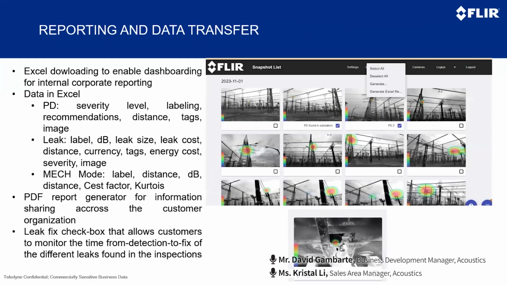Next one, please. This is pretty much the last one to summarize the reporting and data transfer features. As mentioned, for the Excel download, we can export all the parameters. For example, for PD we have severity, recommendation, distance, voltage, location; for the leak we have the leak size and cost; and for the MAC mode we have the crest factor, the distance, or the vortices. All the parameters will be included in the Excel files.